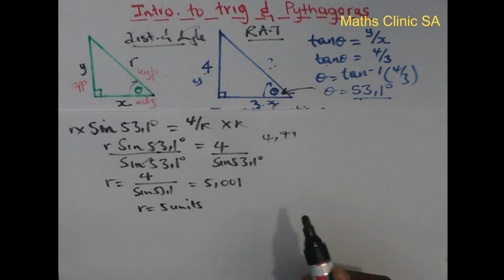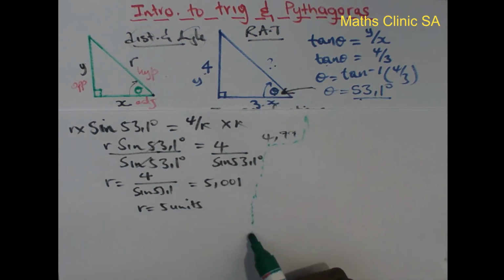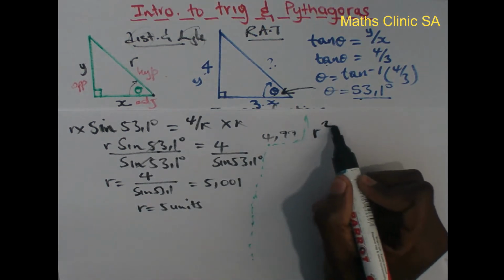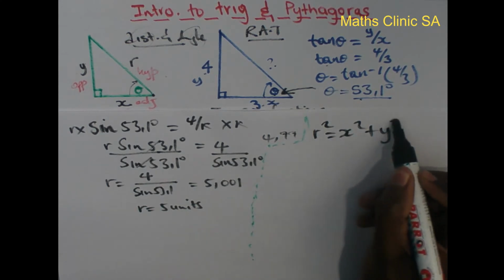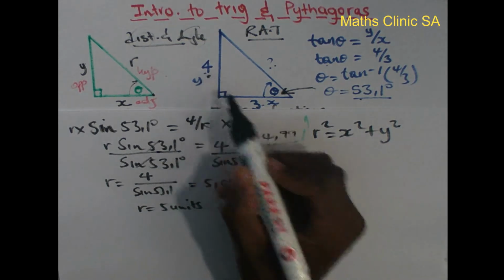Okay, now let me introduce another method to calculate any side of our triangle, as long as it is a right angle triangle: the Pythagoras formula. This formula is named after a famous mathematician called Pythagoras. The Pythagoras formula says r squared equals x squared plus y squared. Okay, the formula of Pythagoras works nicely when you have two sides of your triangle.